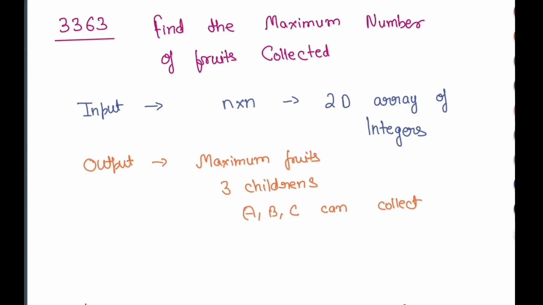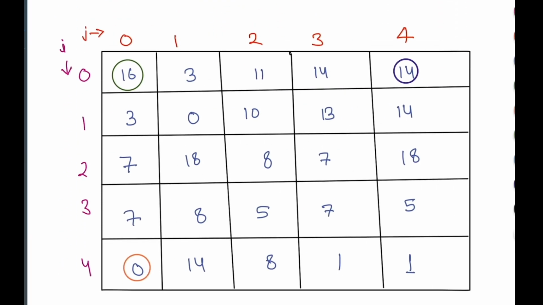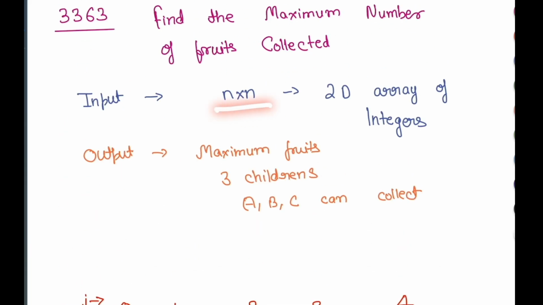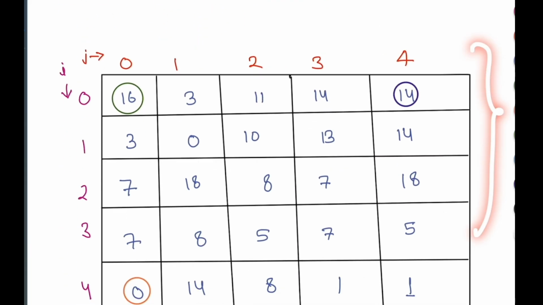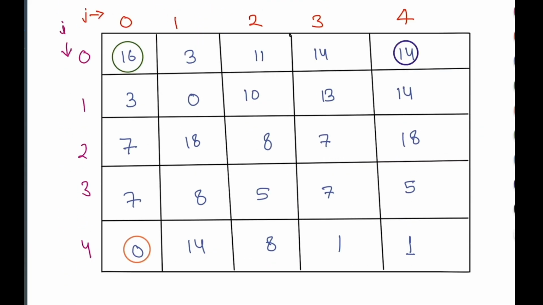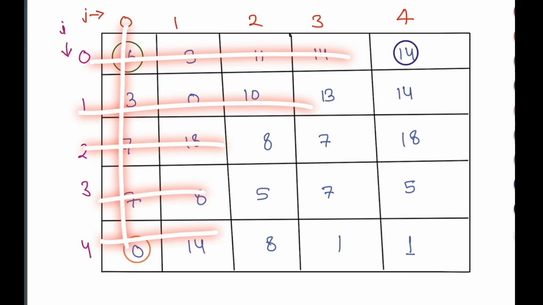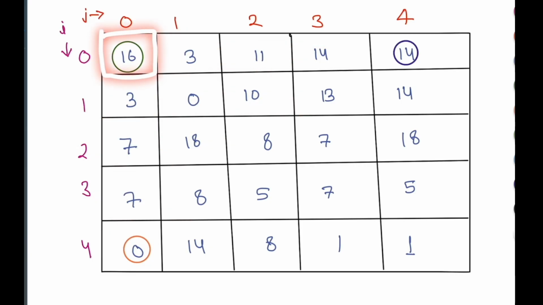Now let me try to explain the whole problem using an example, and the solution approach and everything will be explained using just one example. Let us assume that we are given this n by n 2D array. The array is of size 5 by 5. There are 5 rows and 5 columns. At every block of data, we are given an integer, right?